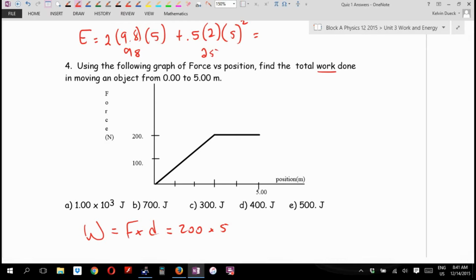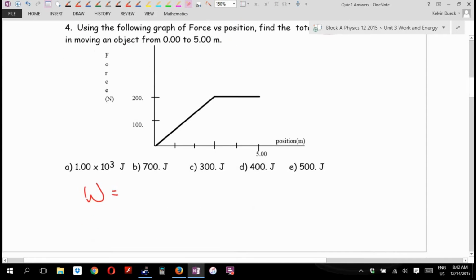And why do I need the area? Because the force is changing, it's not constant. That would only work if the line looked like that, in which case, by the way, force times distance is the area because you're multiplying. That's one of the reasons I gave you those graphing tricks last lesson. So I'm going to have to get the area under a graph.